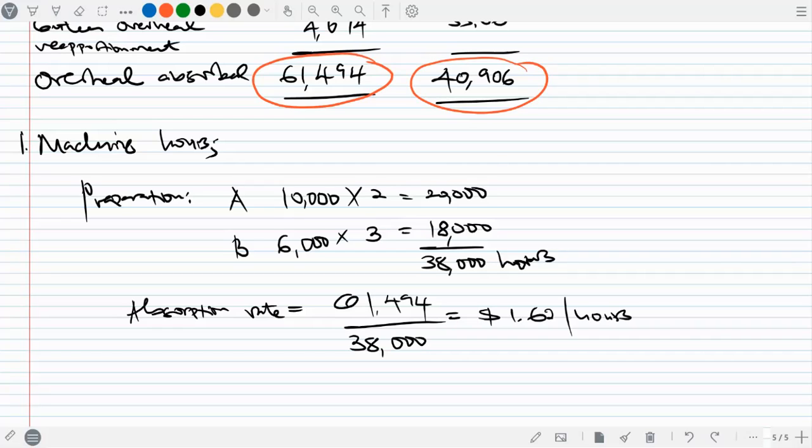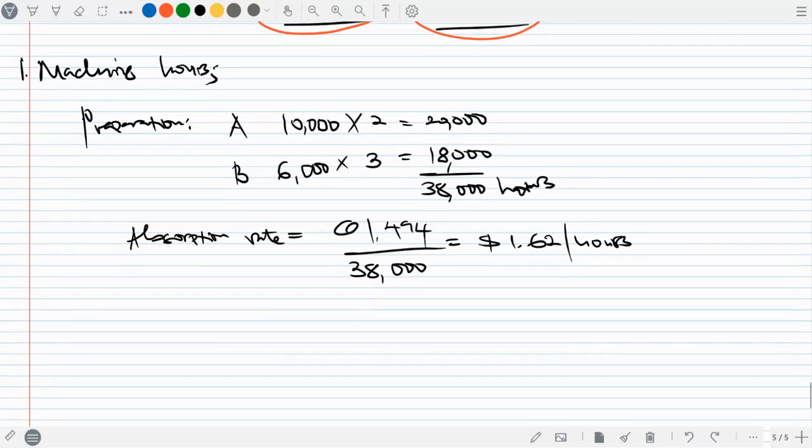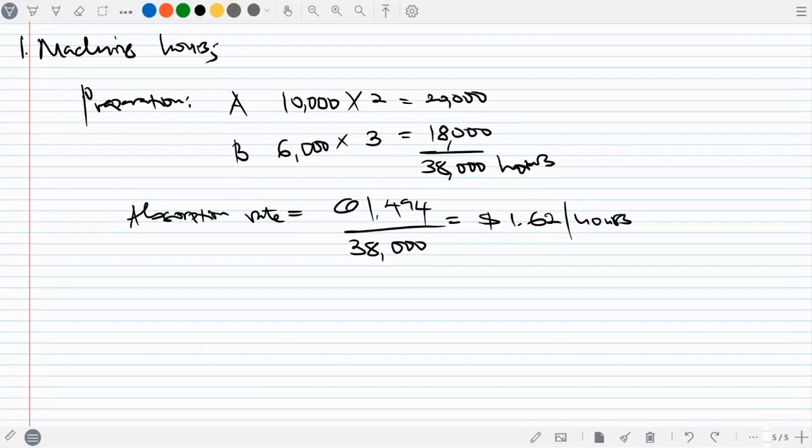That's for every machine hour that this particular product spent in the preparation department, the cost is equal to $1.62. That's the overhead absorption rate. You have to use the machine hours. From these products, A and B, they also pass through the assembly department. So next is to get the absorption rate for the assembly department.